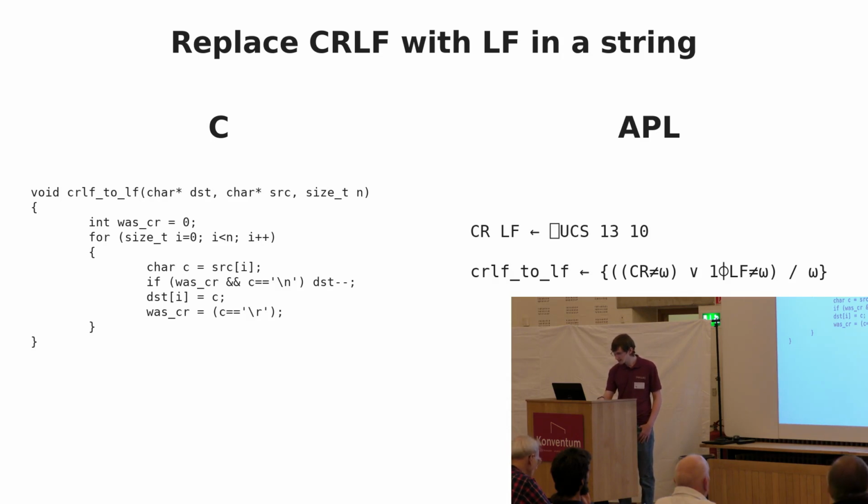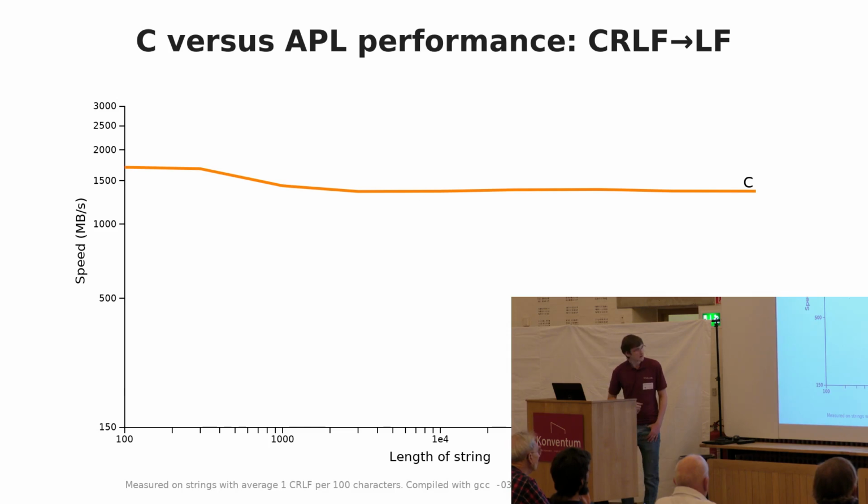So here is how the C solution performs. I have here a log-log graph of the length of the string you're applying to, and the speed, the amount of data that you can write in megabytes per second. The C solution is running at maybe 1.4 gigabytes per second for the large strings. And this is pretty good. For context, the fastest that this machine can write data, period, is 11 gigabytes per second. So it's not perfect, but very fast.